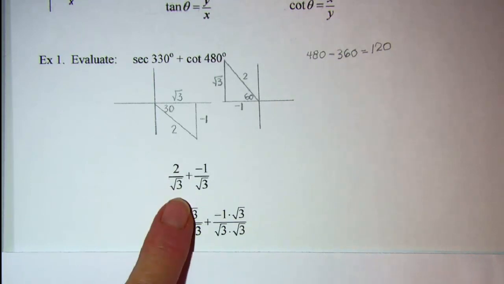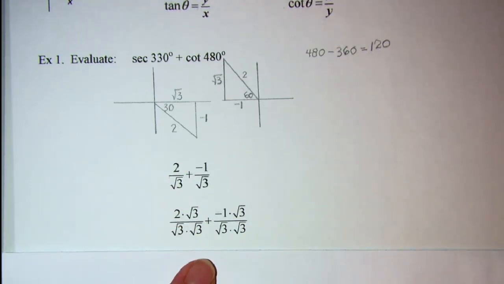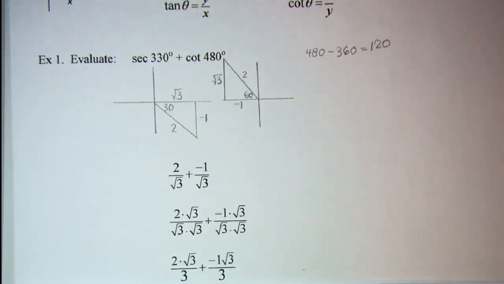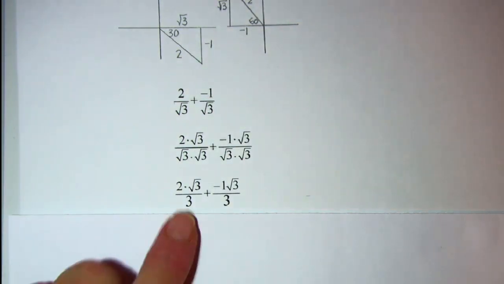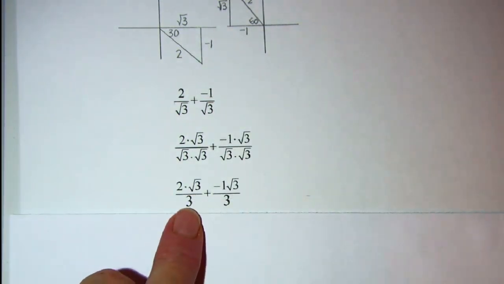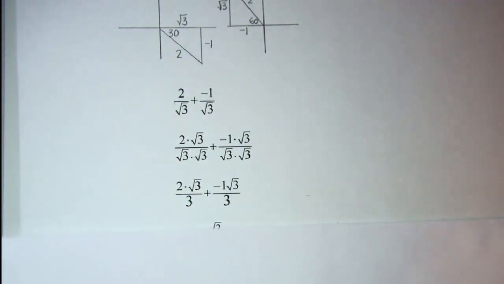Multiply top and bottom of each fraction by the square root of 3 so that we can rationalize the denominator. So we end up with 2 root 3 over 3 plus a negative 1 root 3 over 3. And since they're both root 3 terms, I can combine those and get root 3 over 3.